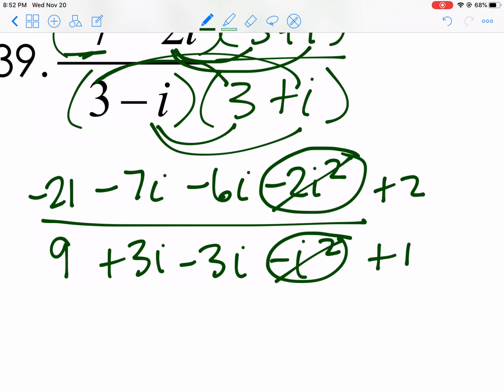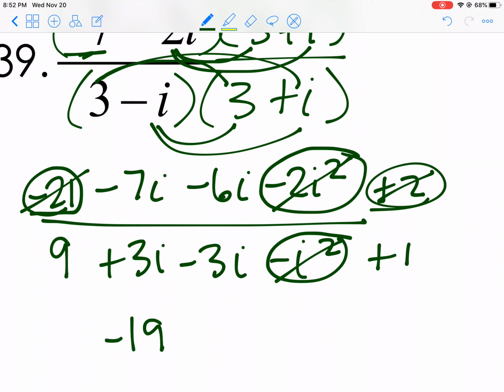Now we'll combine like terms. Up top I have negative 21 and positive 2. Together that will be negative 19. Taking care of those. Up here I have negative 7i and negative 6i. When I add those together, I will get negative 13i.